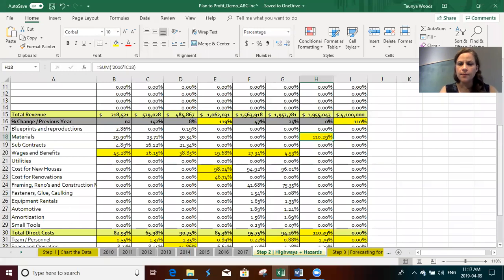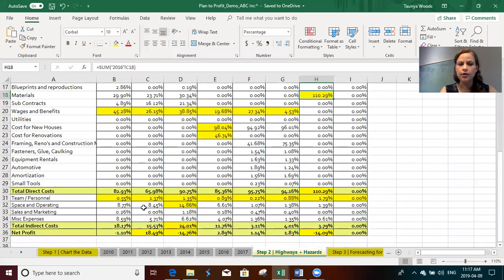And then let's take a peek at what happened here in their total direct costs. Team and personnel, 1.37%. So that went up a little bit. Space and operating remained flat, right? 8.77, 8.45. Sales and marketing went down, and miscellaneous expenses went down. So overall, they created a lot of efficiencies here.